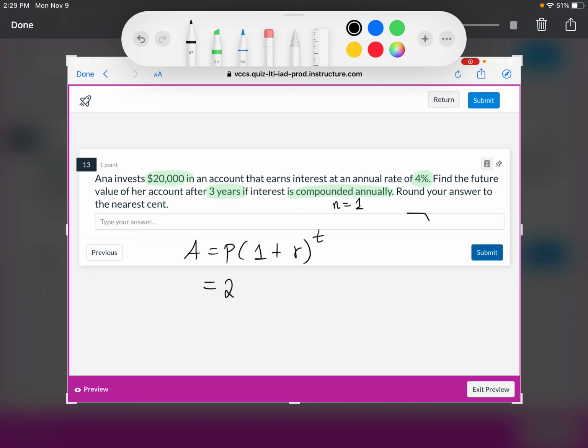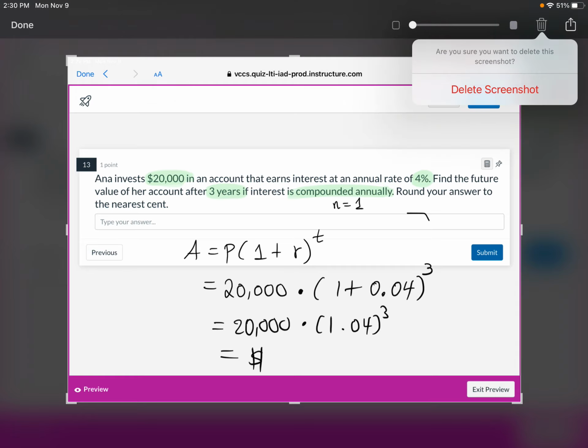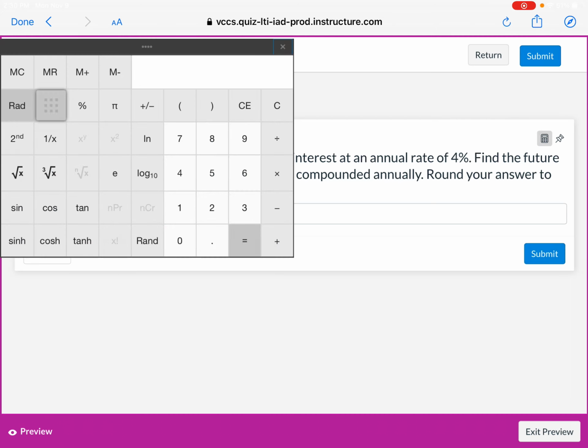So let's plug in everything we know. 20,000 times 1 plus r, which is 0.04, and we're going to raise this to the third power. So 20,000 times 1.04 to the third power. And for the answer, we will need to use our scientific calculator. Let's go find that scientific calculator.